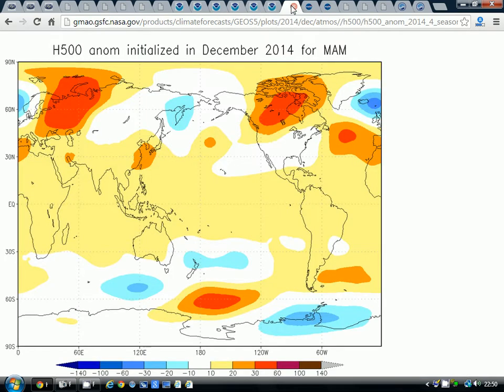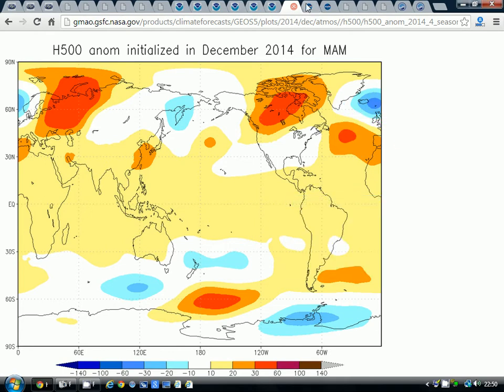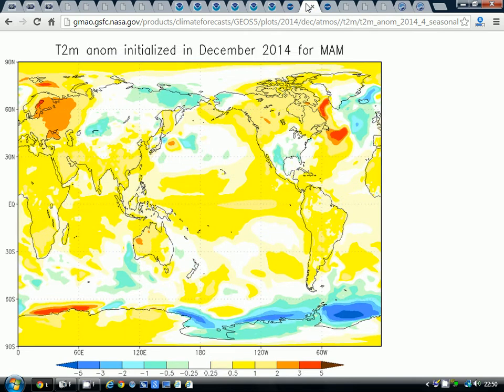NASA next. This is the experimental model from NASA, and this one is 500 millimeter heights, and a very similar signal really. We're seeing a trough of low pressure to the north of Scotland. The ridge is out in the central part of the Atlantic, so the jet stream is probably doing something like that, coming through the country, maybe even a little bit to the south, on a northwest to southeast trajectory.